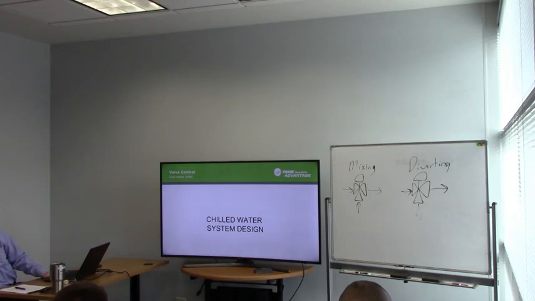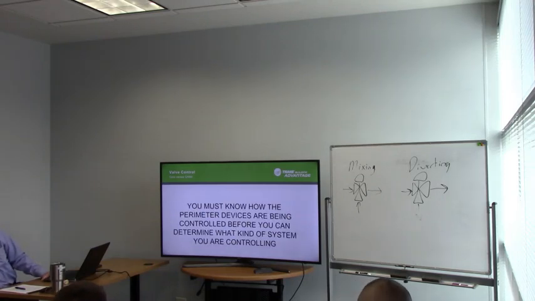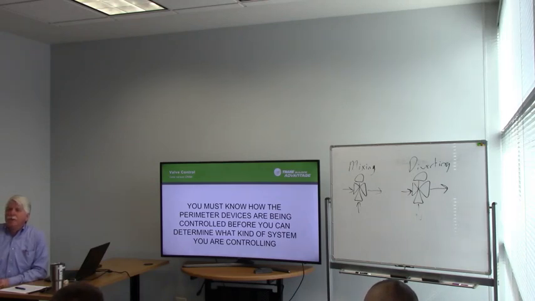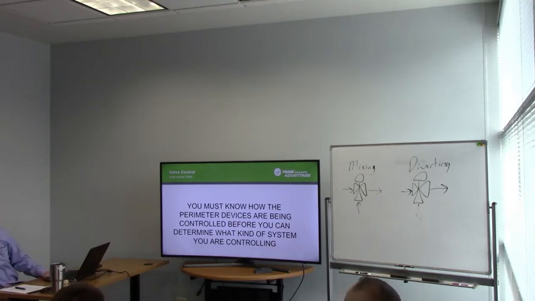Okay, thanks, Kevin. All right, when we start talking about system flow, you need to know what the devices out in the piping are. Because if you don't know whether those air handlers have two-way valves or three-way valves, you're not going to know how your central system is going to need to operate. And we'll go through some examples later.